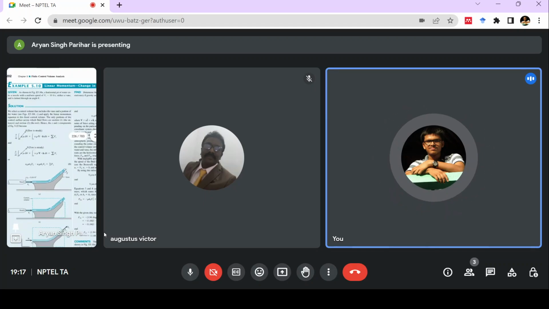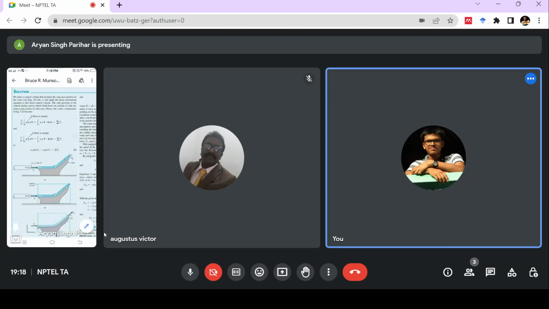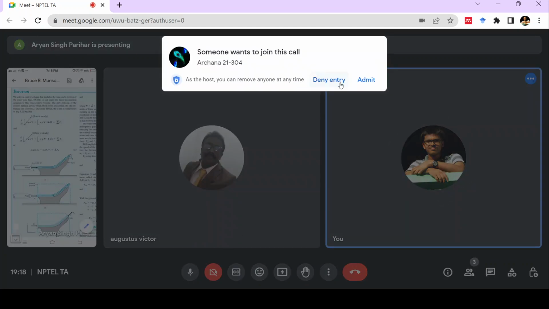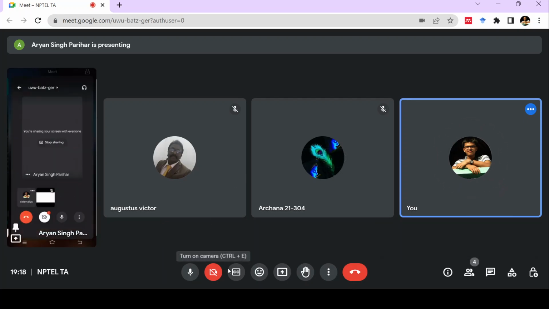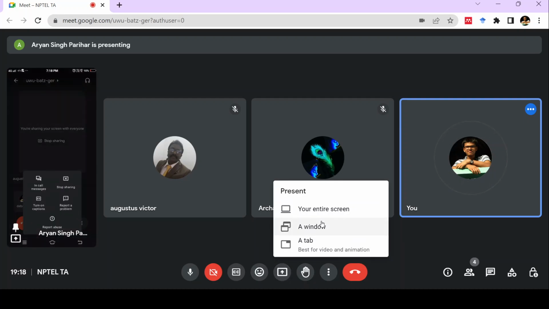So in this case, the solid is fixed, right? The solid is fixed. It's not moving. So let me share my screen. I have understood your doubt.